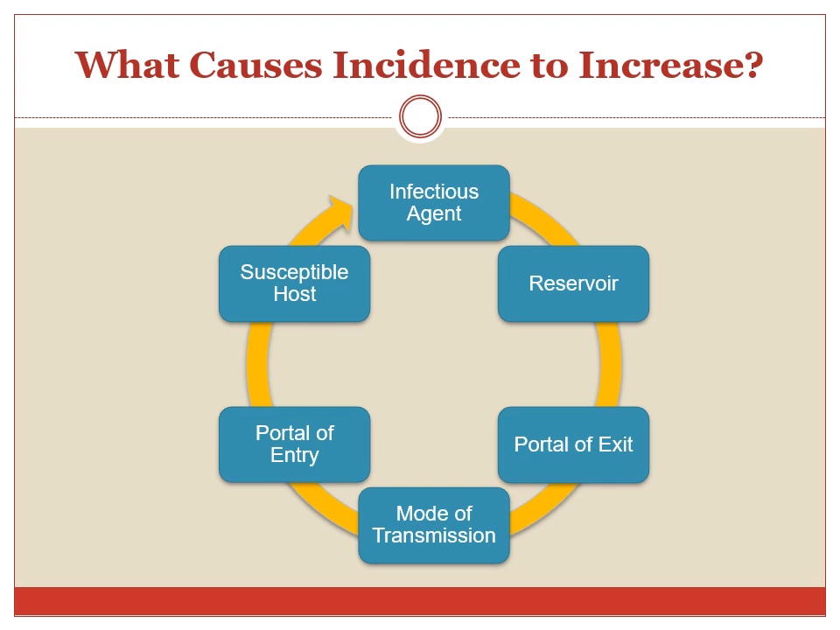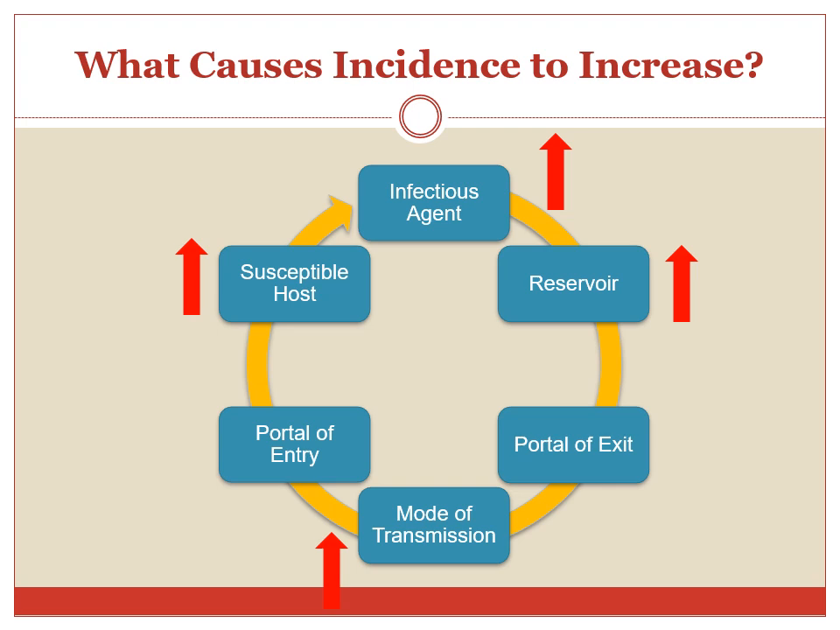Now, what causes incidence to increase? This is a familiar slide to you, it should be, because this is the chain of infection that we saw in the first lecture that I gave you, that includes the infectious agent, the reservoir, the portal of exit, the mode of transmission, the portal of entry, and the susceptible host. And the incidence can increase because of increase in mode of transmission, increase in the reservoir, increase in the infectious agent, increase in the susceptibility of the host.